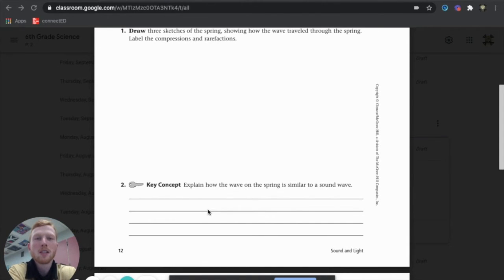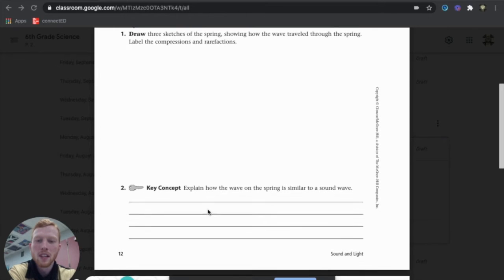Well, the wave on a spring is similar to a sound wave, 1, because it models a longitudinal wave, and 2, because it models one of your vocab words as an echo. You could see that those compressions travel together back and forth, just like an echo would happen. So that's 2 different ways that a spring, in this case this slinky, could model a sound wave. So that's what you need to say for number 2.